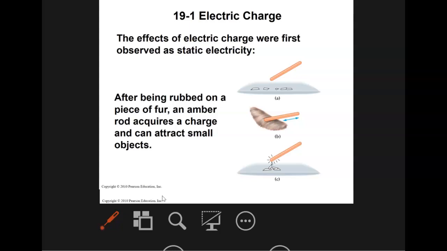Electric charges are first observed as static electricity. Have you ever walked across a room and went to greet someone and basically zapped them? That's because when you walked over the room, possibly on a shag carpet, you picked up electrons. And then when you touched the other person, those electrons got transferred. Similar to a glass rod or an amber rod rubbing against some sort of material like fur, it will basically acquire charges, and then through that you can also attract small objects.